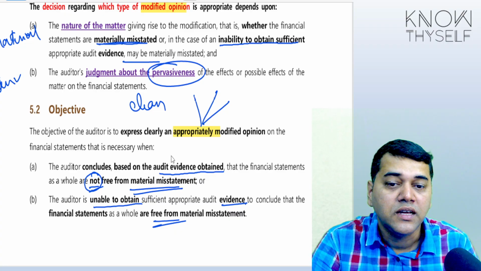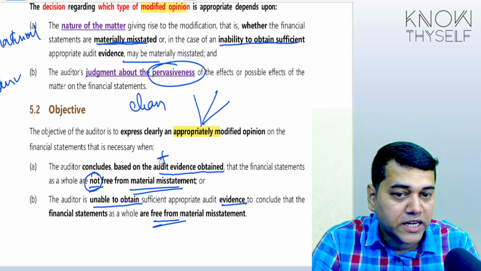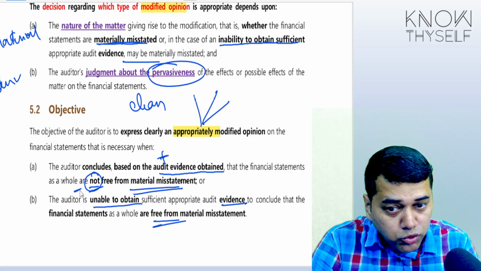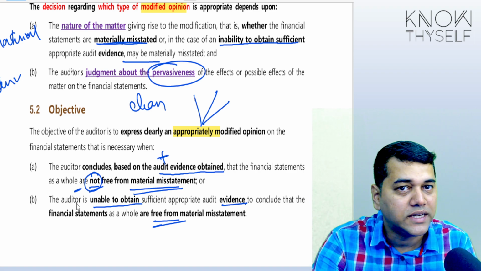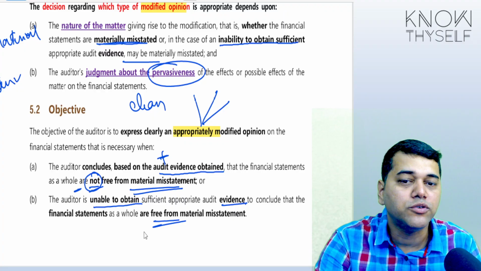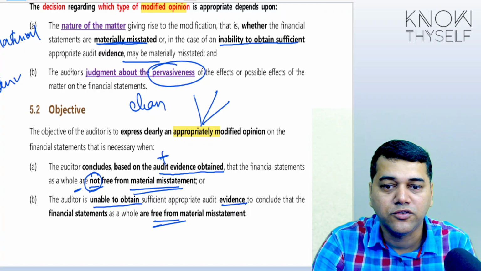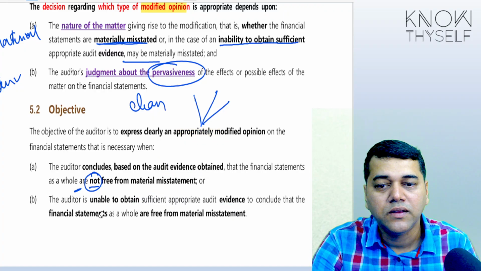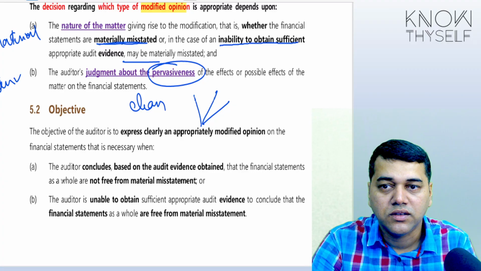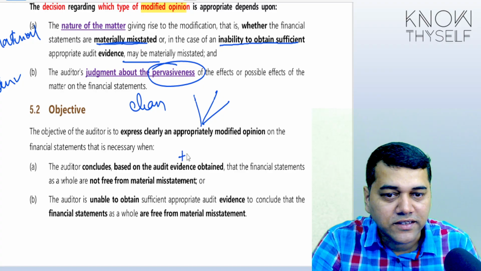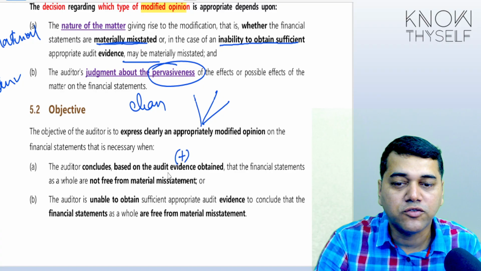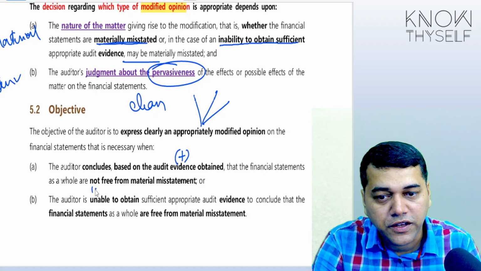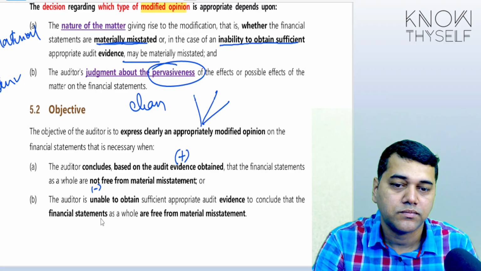See, this is the positive thing. That means you got evidence and you know that there is a problem. That is a negative. Because you need to learn this language, you may have to write it in the exam. So it is very easy to remember with this particular technique. You see here, what are they trying to tell? Auditor concludes that you got evidence. So getting evidence is something positive. And the evidence is what? There is a problem, that it is not free from misstatement, negative.